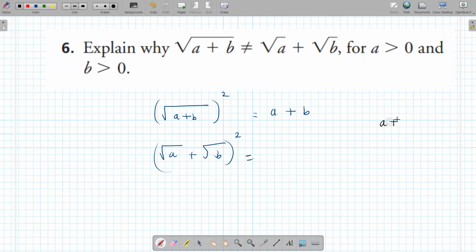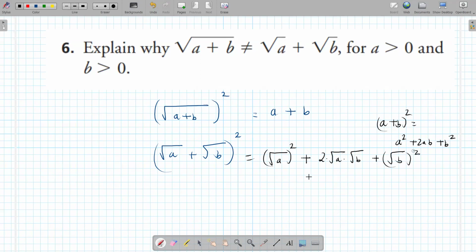The formula for a plus b whole squared is a squared plus 2ab plus b squared. So using this, let's open this bracket. So a squared means the first term squared, plus 2 times a, the first term, times b, the second term, plus b squared, which means the second term squared. Then you would get a squared plus 2ab plus b squared. So that's what it actually opens up to.